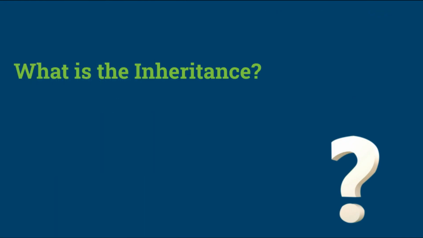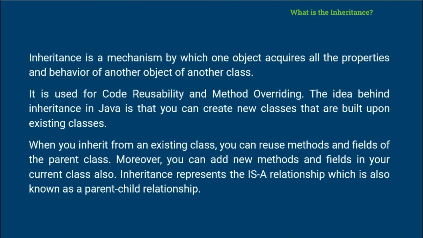Next question. What is the inheritance? Inheritance is a mechanism by which one object acquires all the properties and behavior of another object of another class. It is used for code reusability and method overriding.